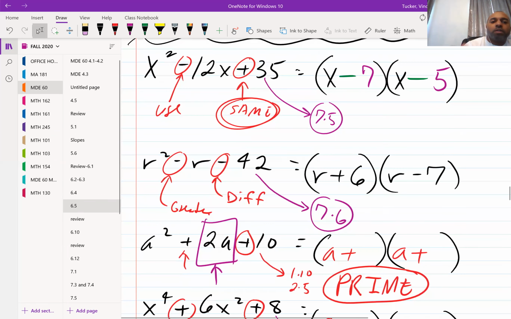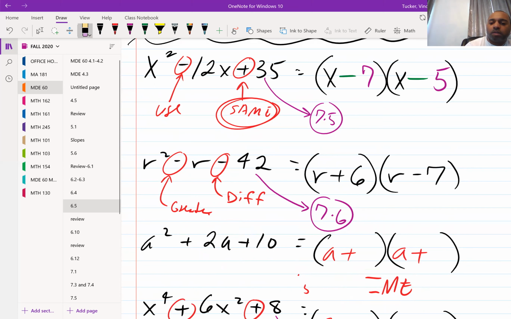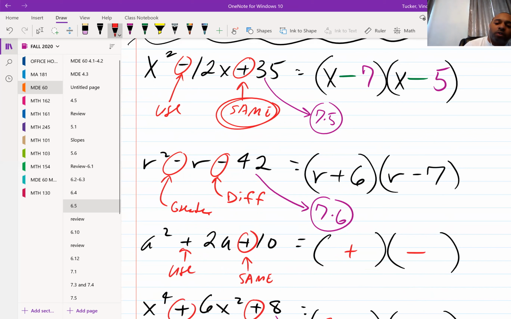All right, so looking at this next one. Remember, you always want to start with what you know has to happen. This back sign is positive, so that means our signs are supposed to be the same. And this front sign tells us to use the positive sign. So both of our signs are supposed to be positive. Also, since I have a squared here, a times a is the only way I can get a squared.